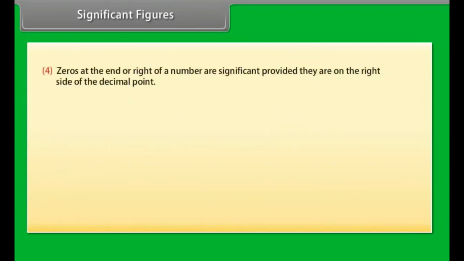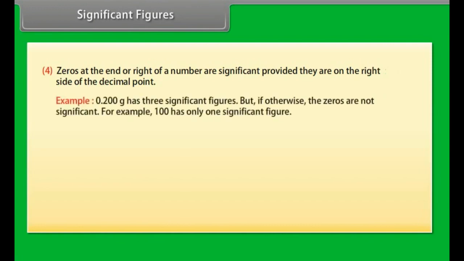Zeros at the end or right of a number are significant provided they are on the right side of the decimal point. Example: 0.200 gram has 3 significant figures. But if otherwise, the zeros are not significant. For example, 100 has only 1 significant figure. Exact numbers have an infinite number of significant figures.